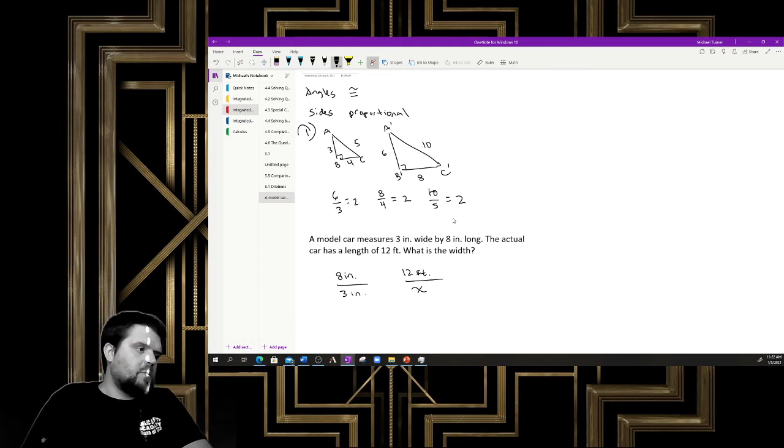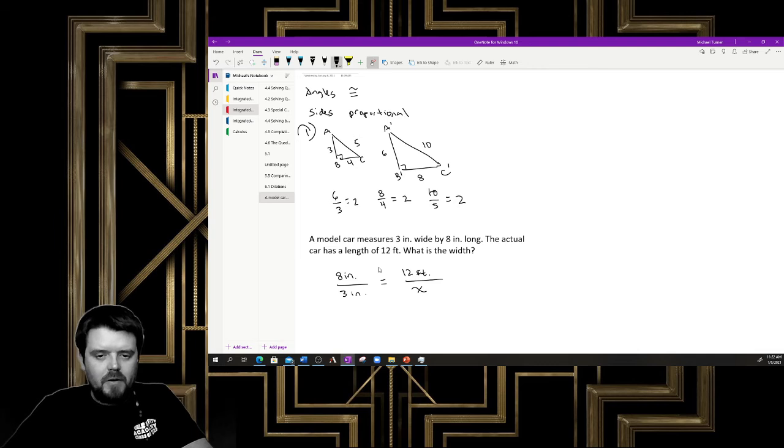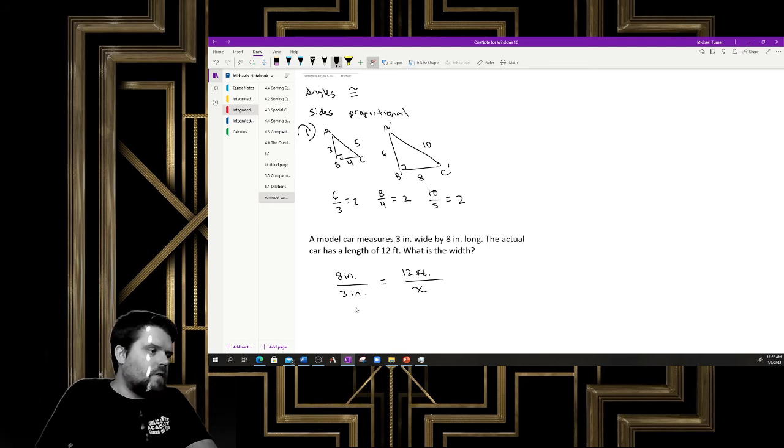So I'm setting up this proportion, and then I can cross multiply this to solve for my variable. However, remember that when you're cross multiplying, you need to make sure that your units match up. So on the left side I have inches, and on the right side I have feet. I don't want to leave it like that because it'll end up getting messy. So I can either convert the feet to inches, or I can convert the inches to feet. I'm going to go ahead and convert the 12 feet to inches. So there's 12 inches in a foot. I would multiply that by 12 to give me 144 inches.